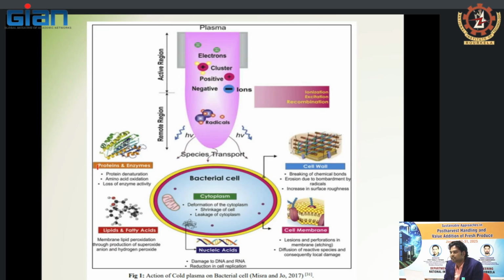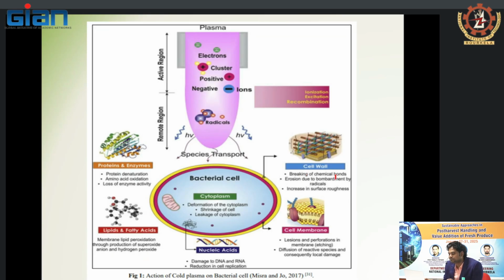As I said, protein and enzyme. When it is exposed to protein, it denatures the protein, or it breaks down the amino acids, oxidizing the amino acids. Loss of enzymatic activity: it reduces enzymatic activity rapidly when exposed to enzymes. And we have lipid and fatty acids. It degrades the membrane lipid through production of superoxide anion and hydrogen peroxide.